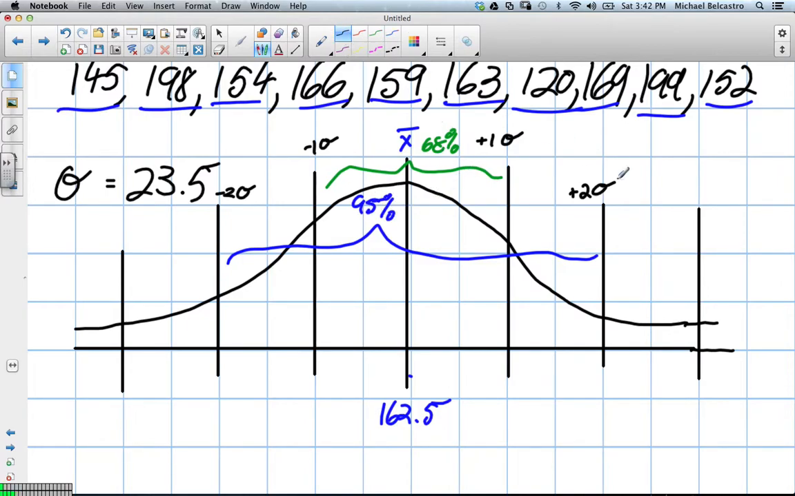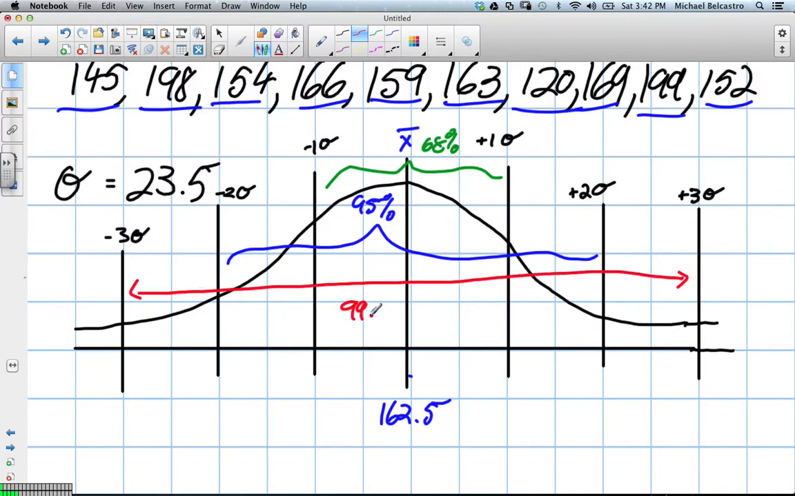And finally, when we talk about positive 3 deviations and negative 3 deviations, we're talking about 99.7% of data. So it's almost all of the data, you could say, will fall within 3 deviations. So that's if something's normally distributed.